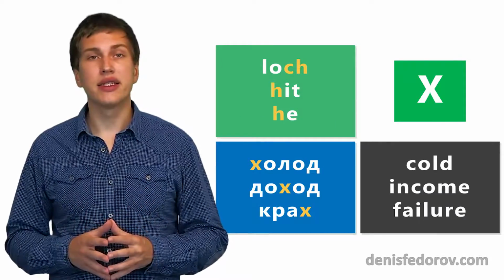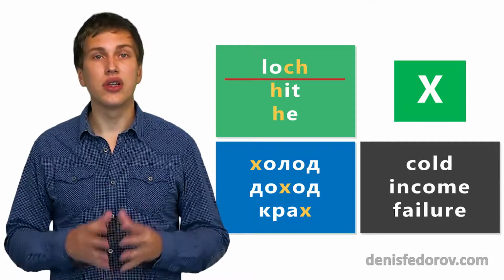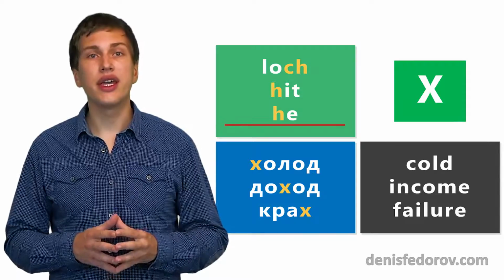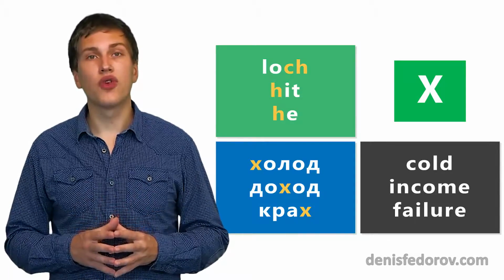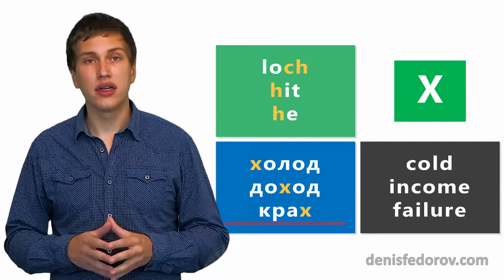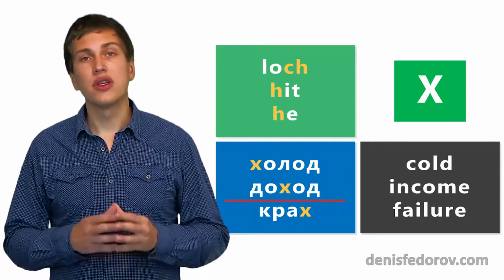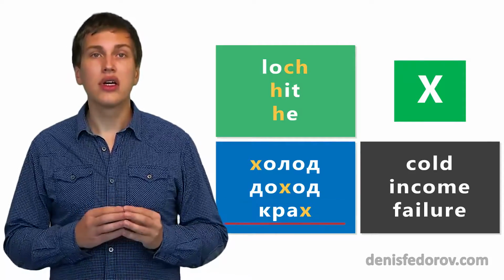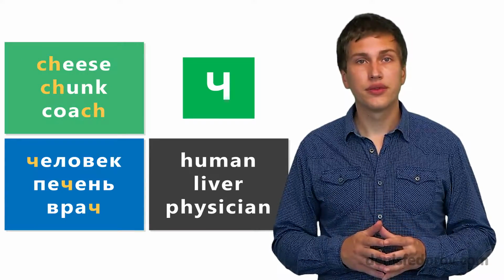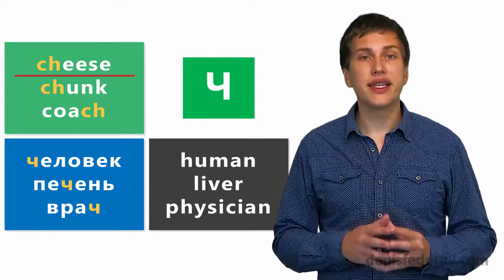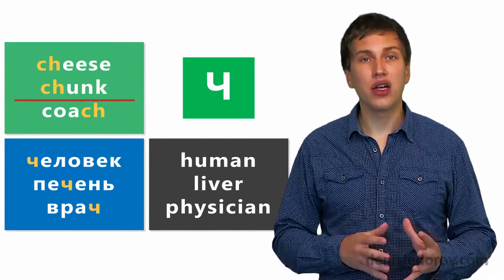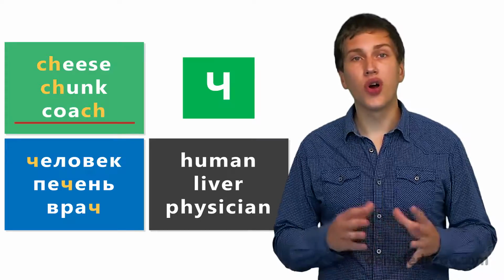It sounds as CH in loch, H in hit, H in he. The Russian examples for H are холод, доход, крах. The letter Ch. It sounds as CH in cheese, CH in chunk, CH in coach.